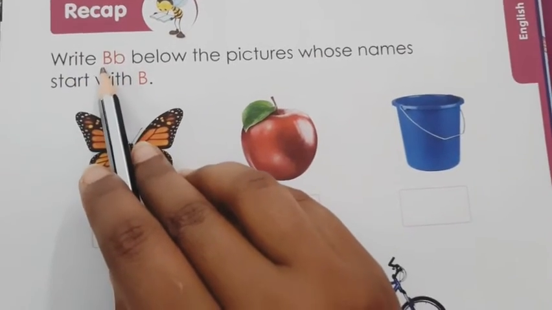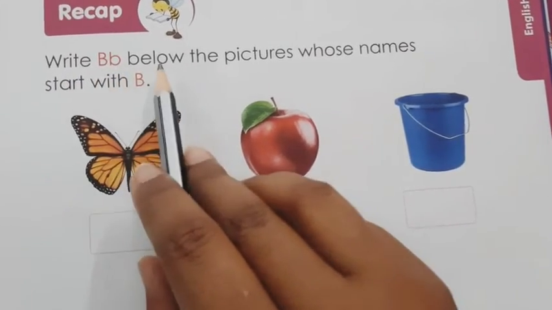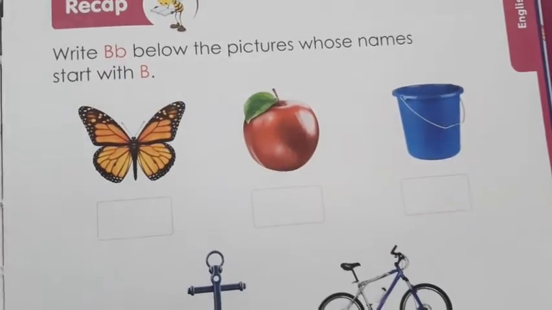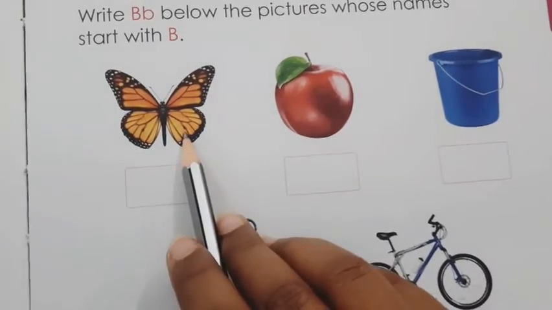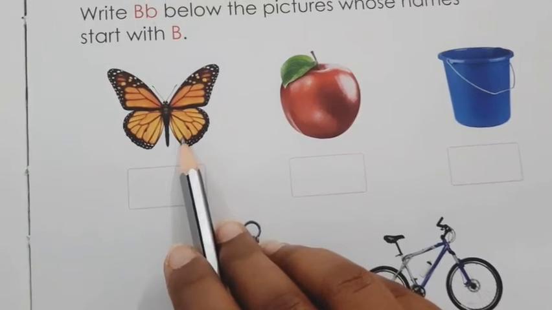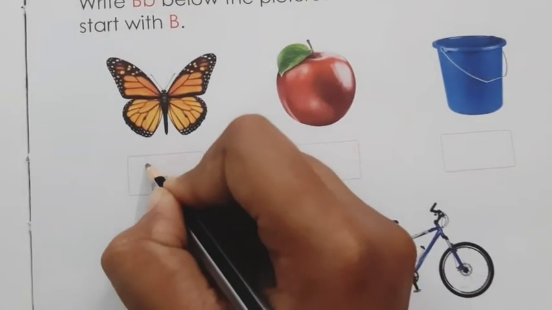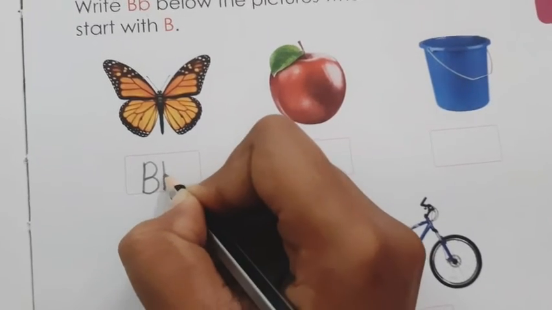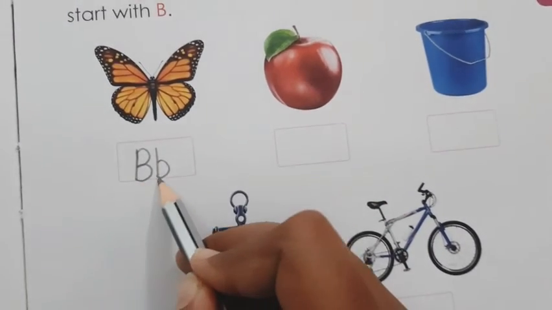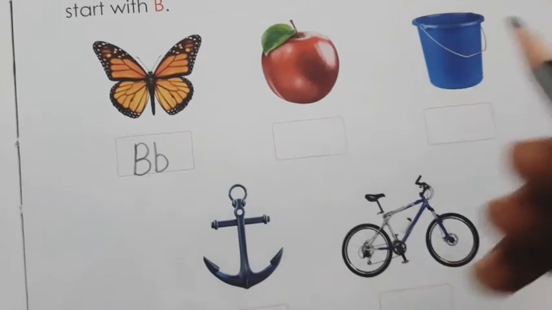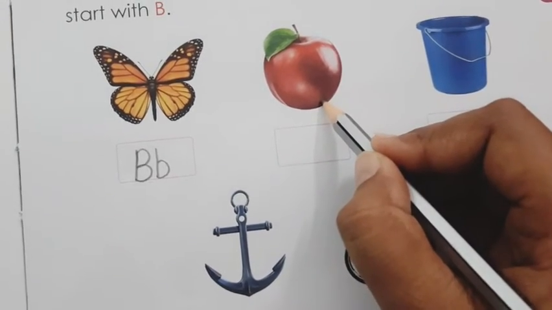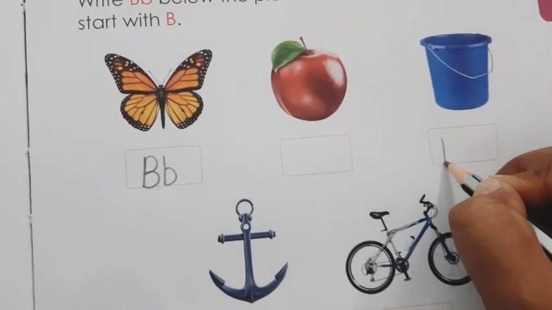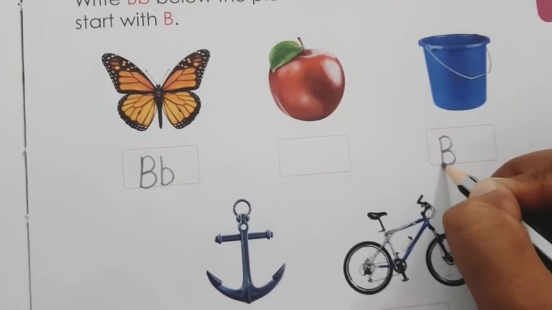Write letter capital and small b both below the pictures whose names start with B. So let's start. This is a butterfly. B, butterfly. So we will write the capital B and small b as well. But both the letters should touch this red line. Okay. B apple? No. So we will not write. B bucket? Yes. So we will write over here.